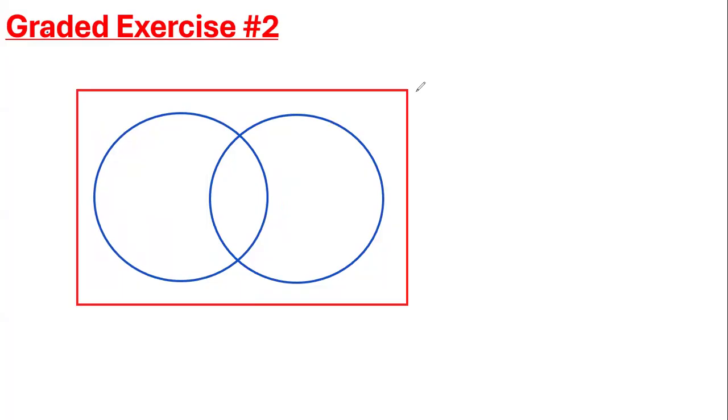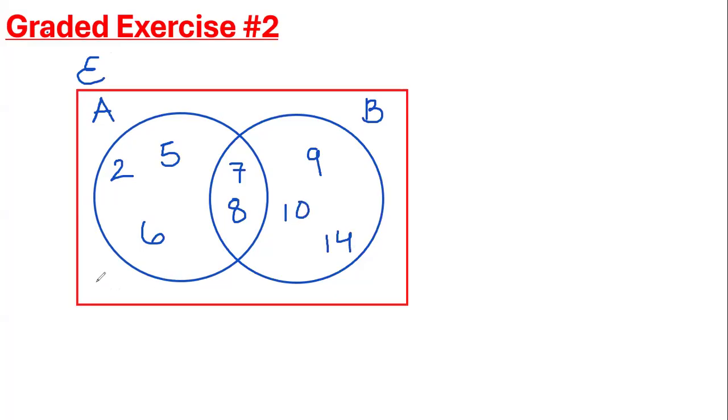All right, this is gonna be A. It's gonna be B. Let's say this is 2, 5, 6, 7, 8, 9, 10, 14, 15.